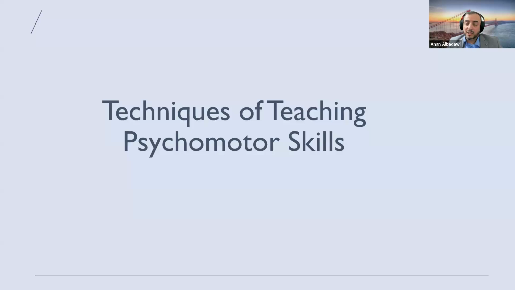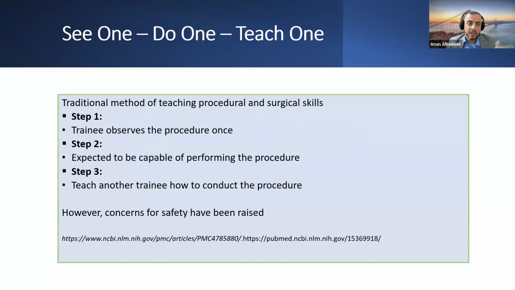So what are the techniques of teaching psychomotor skills in the literature? There are many approaches or techniques for teaching psychomotor skills. The first one is see one, do one, teach one. This is an outdated approach, but we'll speak a little about it. That's an approach where initially the learner sees how the skill is being performed, and then he or she will take the initiative to do the skill and then teach the next candidate how to do it.